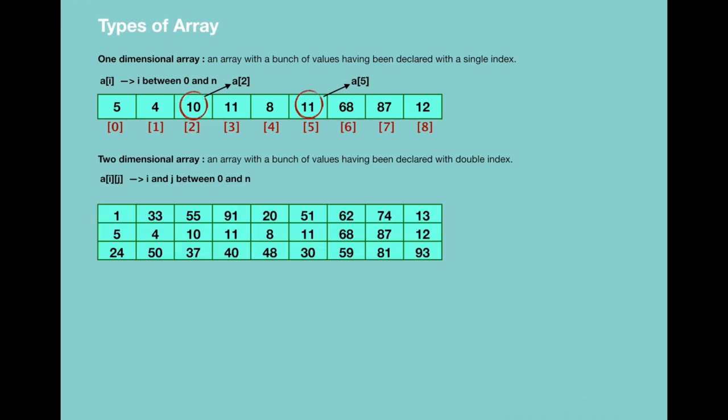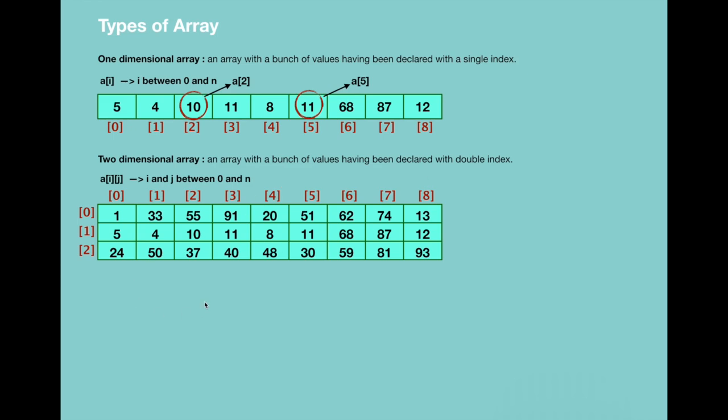Now in a one-dimensional array, we saw that it consists of one row and multiple columns. But in a two-dimensional array, the number of rows is more than one, which is represented as a typical matrix. This is an array with a bunch of values declared with a double index. If you look at this picture, we can easily see that we have multiple columns and multiple rows here. And that's why these numbers are declared with a double index. Each column and each row has its own index.